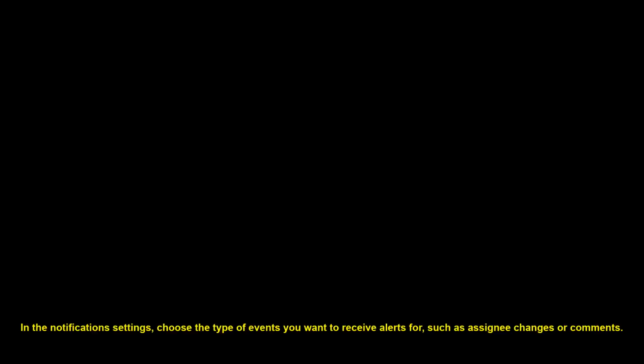In the notifications settings, choose the type of events you want to receive alerts for, such as assignee changes or comments. Ensure that you select the option to send alerts to your preferred Slack channel.